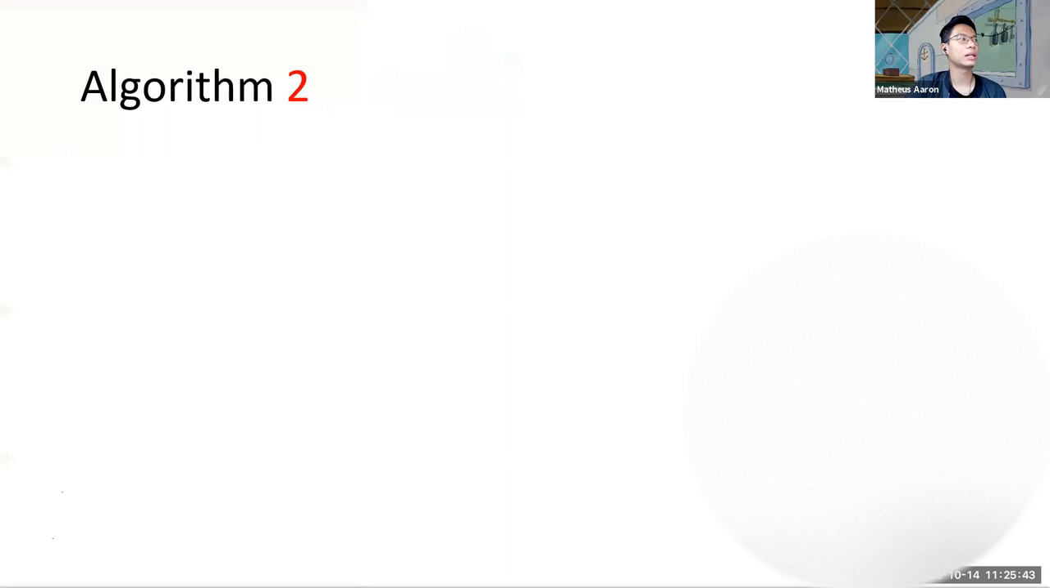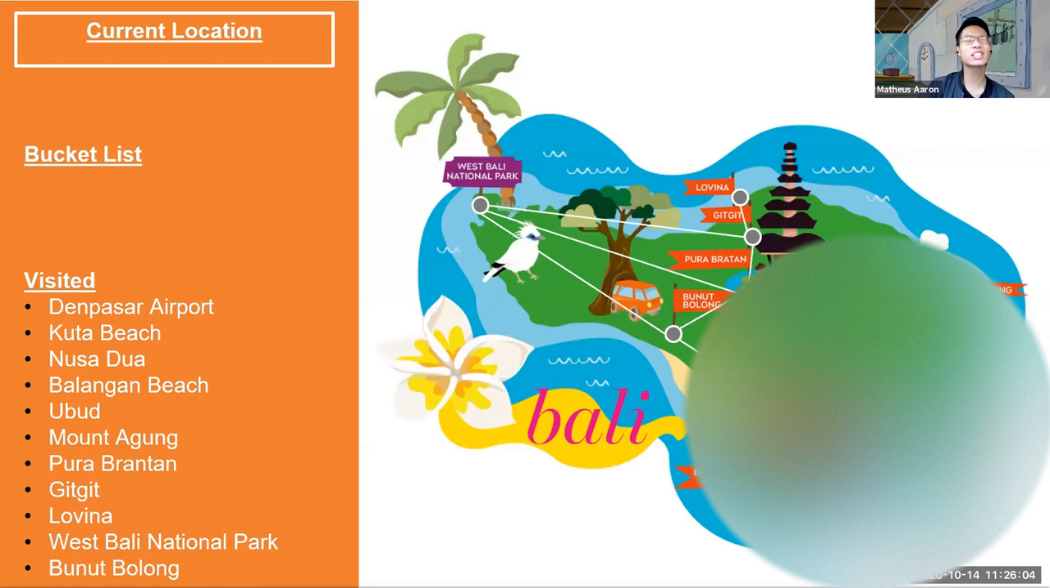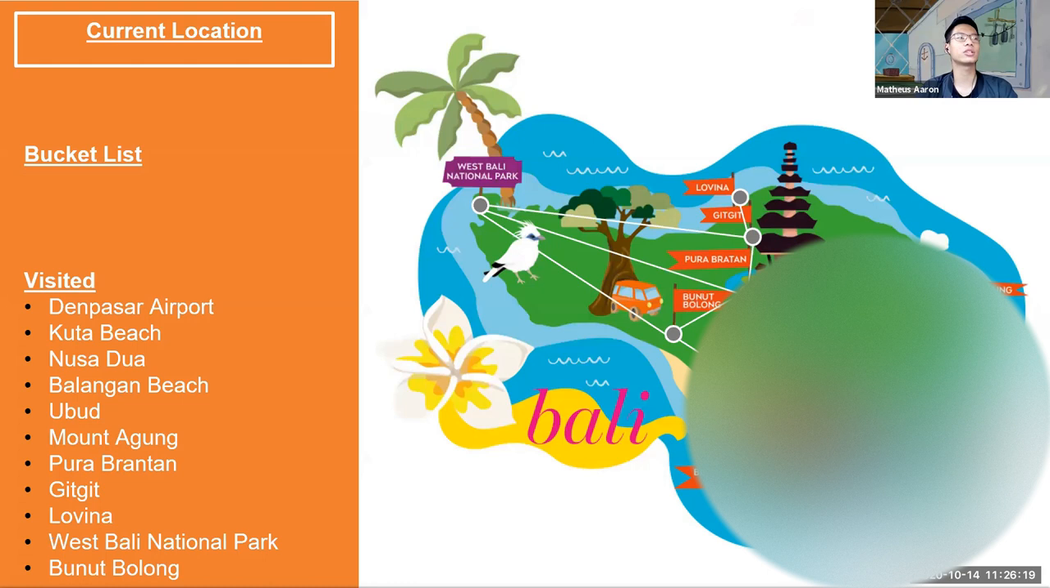But the question is, can I visit Nusa Penida? You notice here that there's a point at Nusa Penida that we haven't really visited. And the answer is no, we cannot visit Nusa Penida because it is not connected with the other parts. So the moral of the story here is that this is actually a lot like the maze. For the maze, these questions are posed very early on: from point 0,0 to point M,N, is it connected?